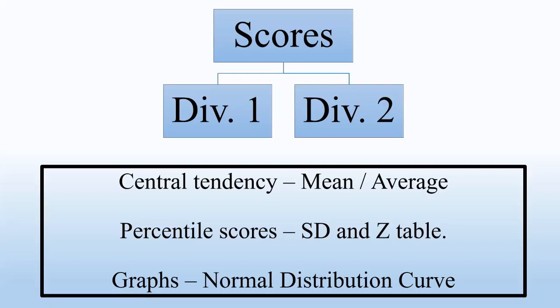And then we are going to identify how many percent of students in the class have scored the marks above or below them. And then we are going to plot these percentage of scores on the normal distribution graph. So these are all the things that we are going to do in this project.